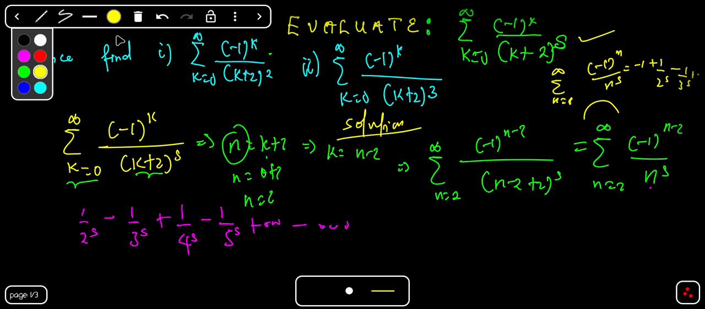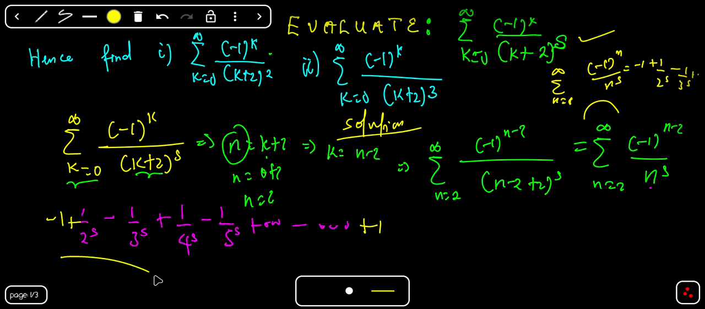So I'm going to subtract 1 and also add 1 so that we can make it balance. If I subtract 1, I need to add 1. -1 plus 1 will give us 0, so it's not changing anything here. We can now rewrite this sum right here as this.